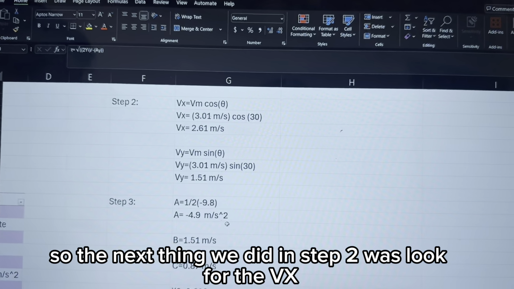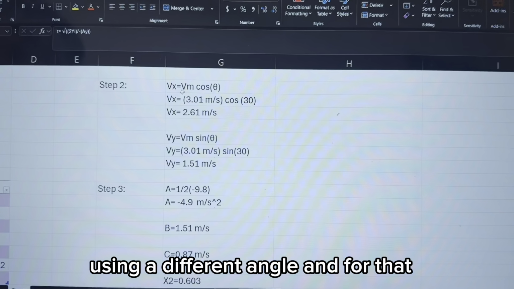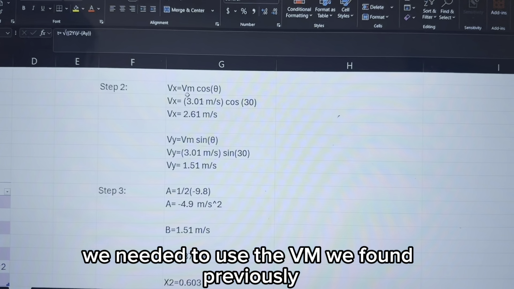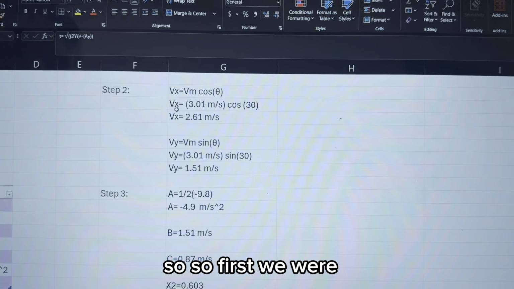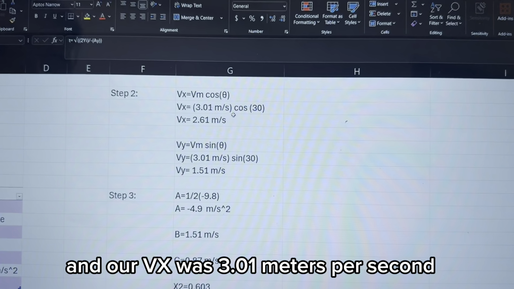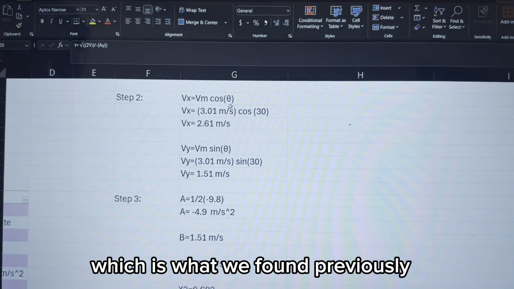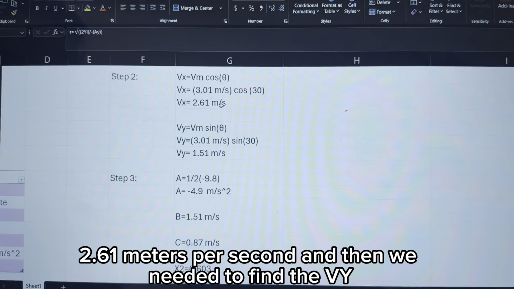So the next thing we did in step 2 was look for the Vx using a different angle, and for that we needed to use the Vm we found previously times the cosine of theta of whatever angle we were using. So first we were going to do 30 degrees, and our Vx was 3.01 meters per second, which is what we found previously, times the cosine of 30, and that gave us 2.61 meters per second.